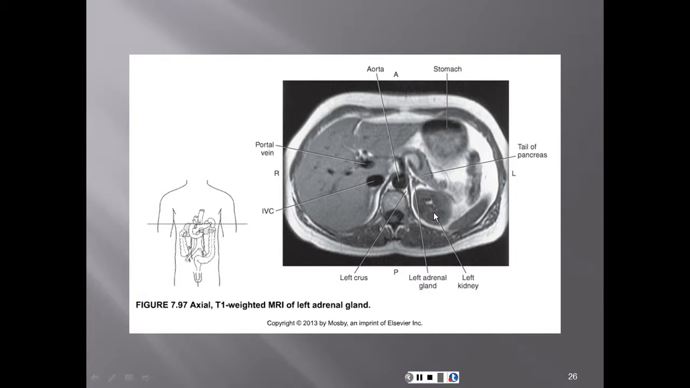This is an axial T1 weighted MRI image of the left adrenal gland. Right there, sitting right on top of the kidneys, and you have a little fat pad that separates the adrenal gland from the kidneys, but it is in close relation to the pancreas and liver. Nice image of the portal vein here, and the porta hepatis right there, that whole conglomeration of bile ducts and vascular structures. It's called the porta hepatis. Diaphragm, again, left adrenal gland.